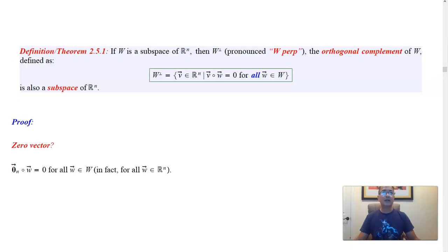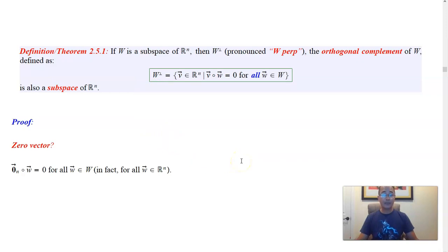So what is the meaning of an orthogonal complement? If W is a subspace of Rn, then W perp, the orthogonal complement of W, is defined to be the set of all vectors V in Rn so that V dot W is 0 for all W in the subspace capital W. And this W perp is also a subspace of Rn.